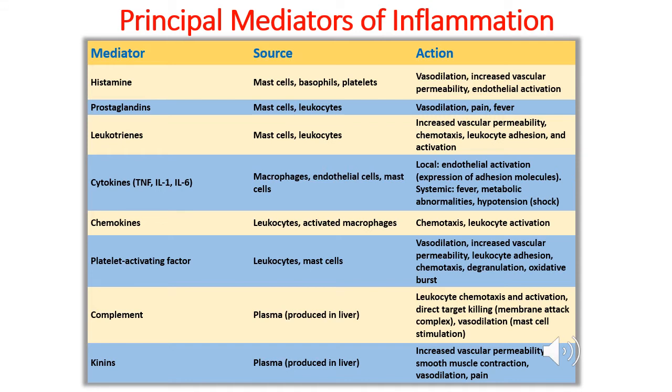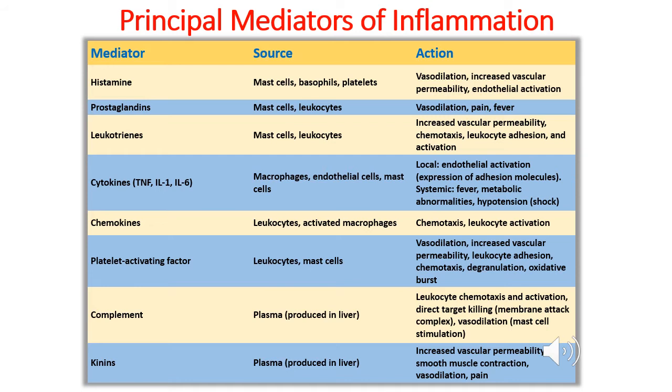This table is a nice one which summarizes the principal mediators of inflammation, including the most important chemical mediators with their source and their action. As you see, this table includes the chemical mediators, whether they are cell-derived or plasma proteins, and even for those cell-derived, whether they are preformed in the cells or newly synthesized. For example, histamine: the main source is mast cells, basophils, and platelets, and its main action is vasodilatation, increased vascular permeability, and endothelial activation. Prostaglandins, secreted by mast cells and leukocytes, have a main action of vasodilatation, and they induce pain and fever, as you will see later. And it continues like this.